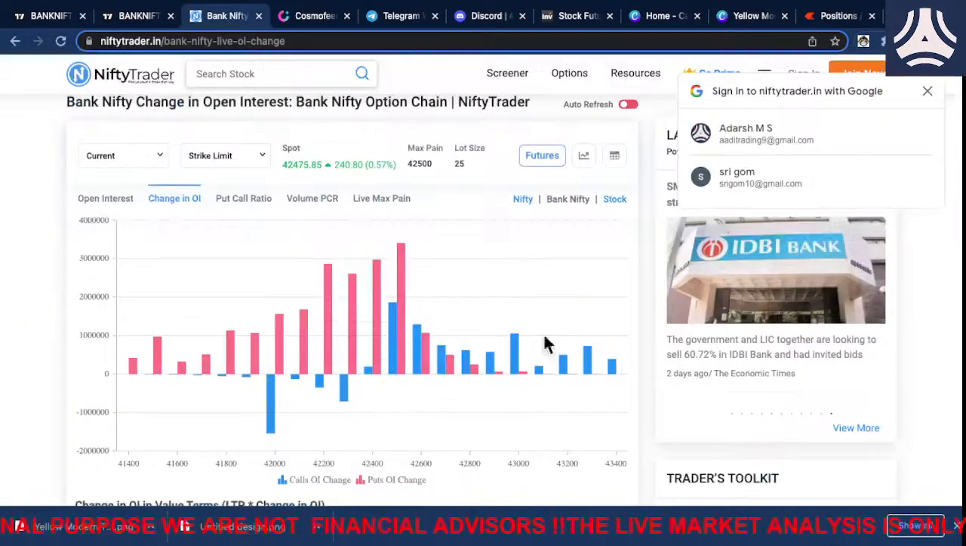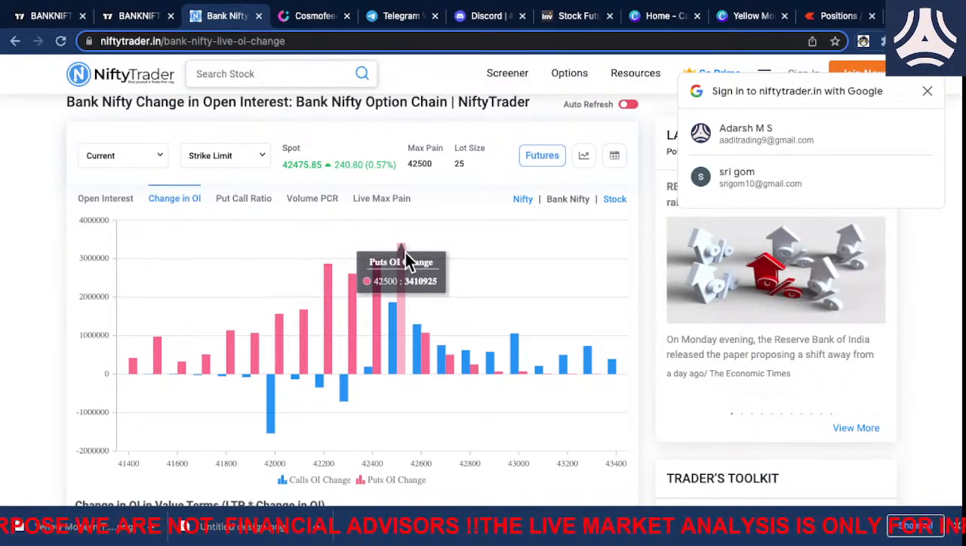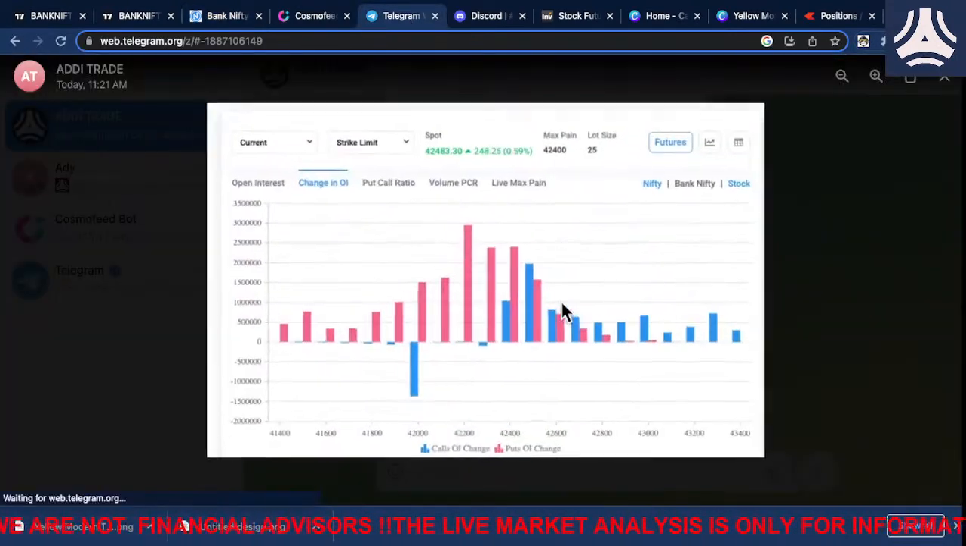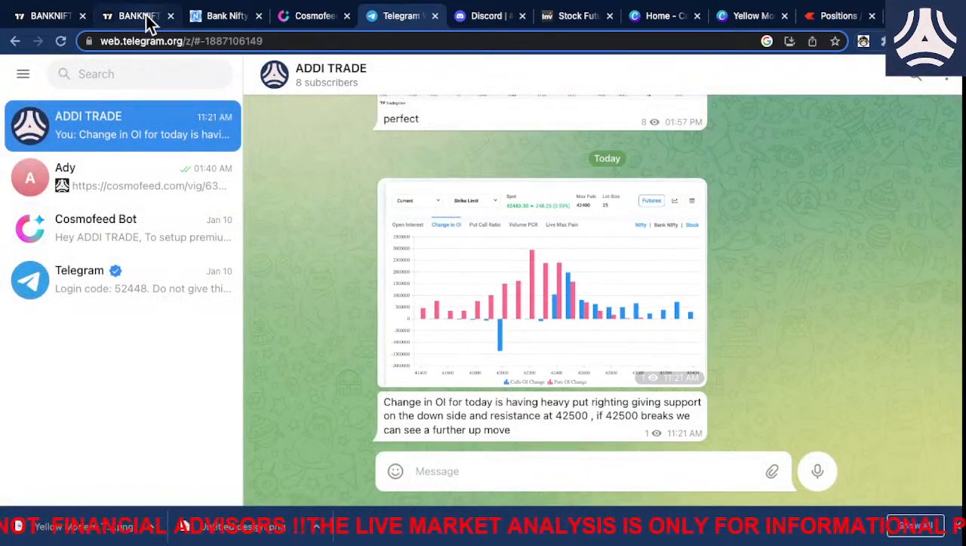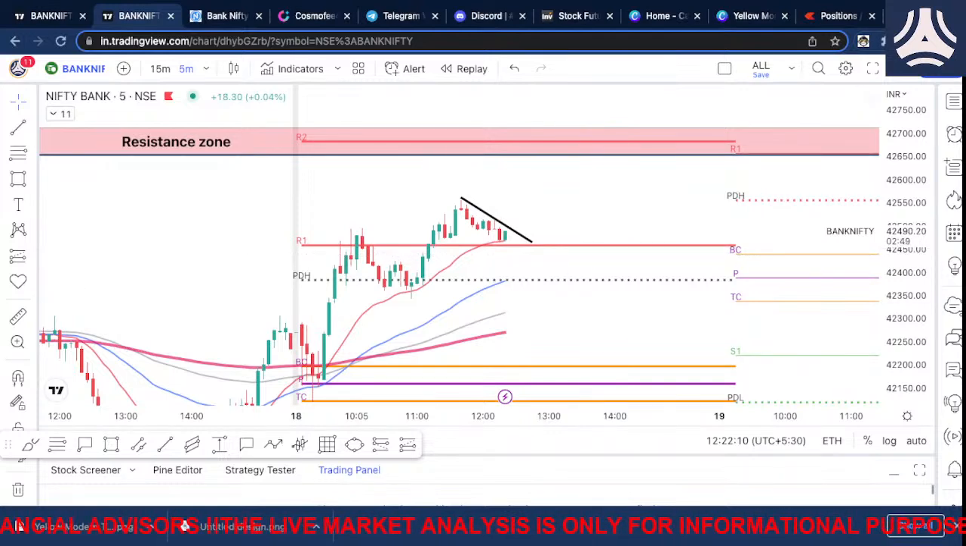If you see the open interest for now, a lot of put writing came in even at 42,500. When I last posted the screenshot, that was not the case. 42,500 had more call writing, and probably that's why a small up move came on the upside.